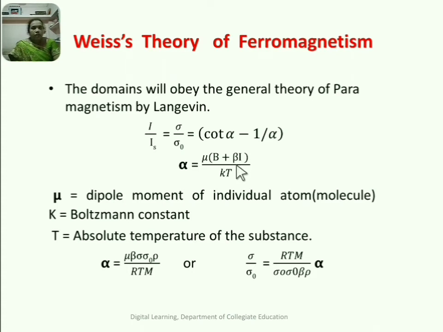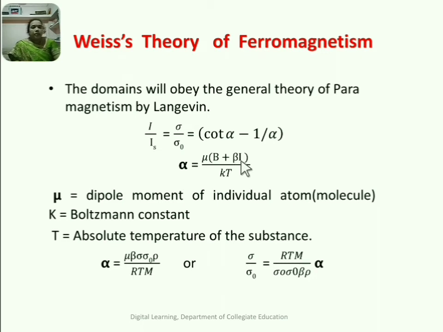So here we are substituting B plus beta I in place of B. So alpha is equal to mu into B plus beta I divided by KT, where mu is the dipole moment of an individual atom, K is the Boltzmann constant, and T is the absolute temperature of the substance. When the external field becomes 0, that means B is equal to 0, then B is equal to beta I.